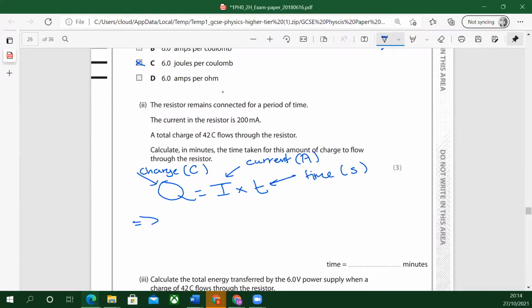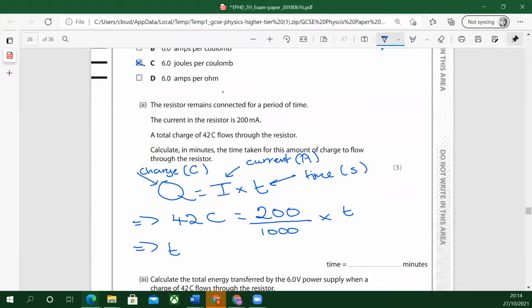Total charge of 42, so 42 coulombs. I'm going to put the units in for a moment. I times T. So I is in milliamps, 200 milliamps, so we're going to have to change that into amps. So we divide it by 1,000, times by the time. We don't know the time, so we have to rearrange it.